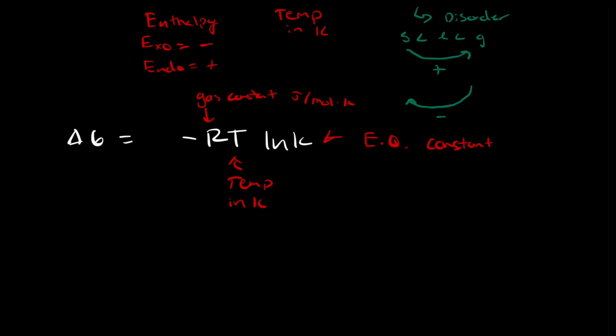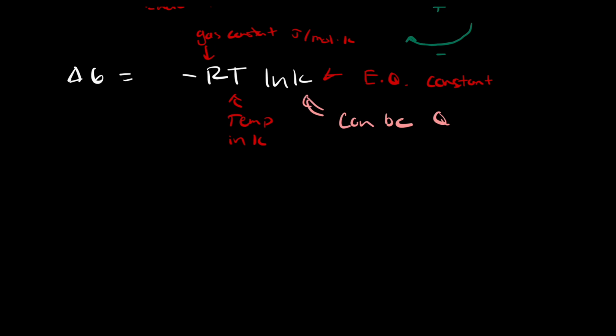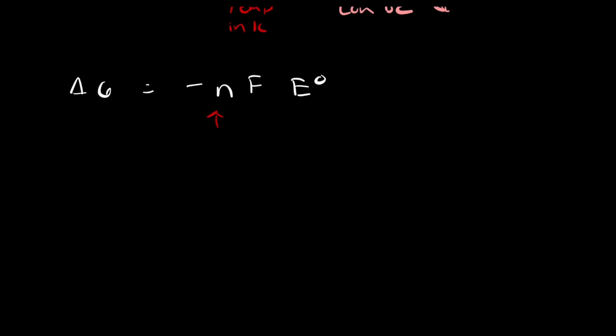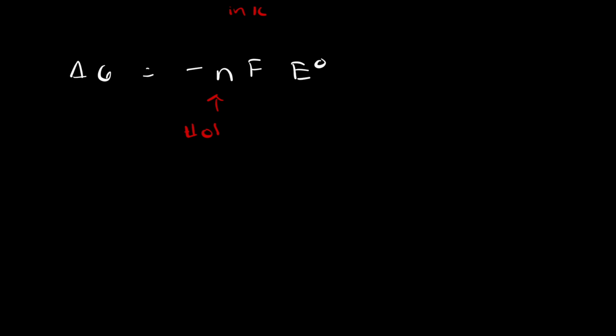We can also do this math with Q sometimes. So K can be Q. And we'll use this when we talk about equilibrium values. The last one we need to talk about here is that delta G is equal to negative nFE standard. N here, let me scroll down, is the number of mole electrons. We can think about it here as the number of electrons transferred.